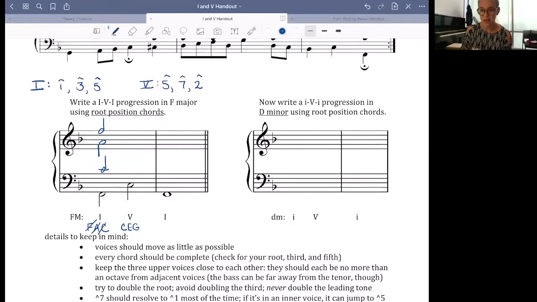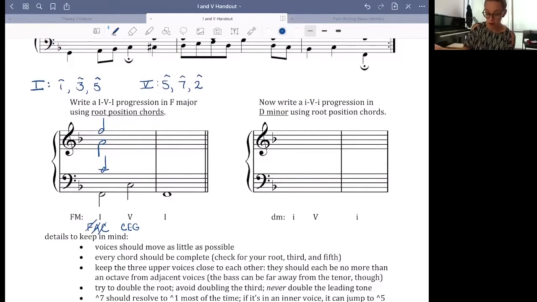No sevenths yet. I know at least one of you is itching to put a seventh on this. No sevenths yet. Give me like 72 hours, and then you can start putting sevenths on your 5 chords. But for right now, triads only. Okay. Again, this is in root position. You already have the C in the bass. We do need one more because we want to double the root.